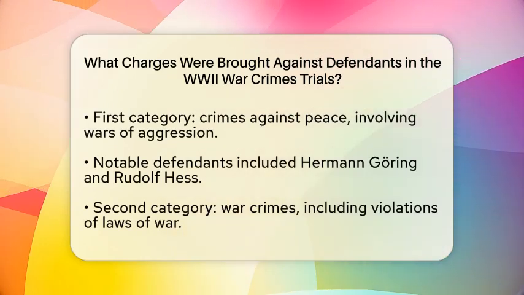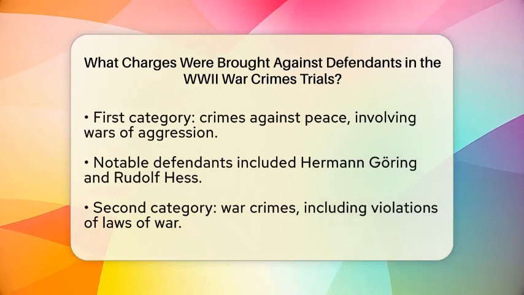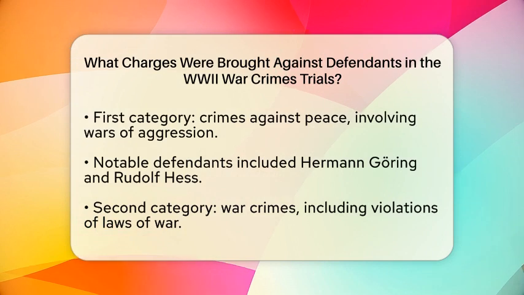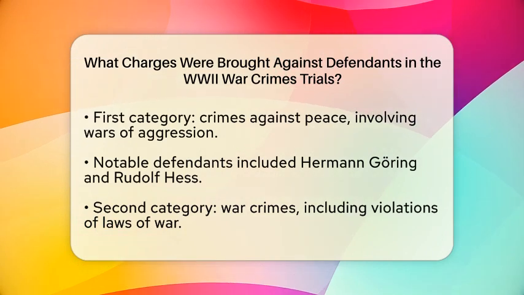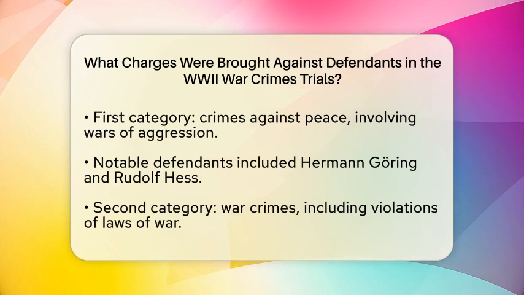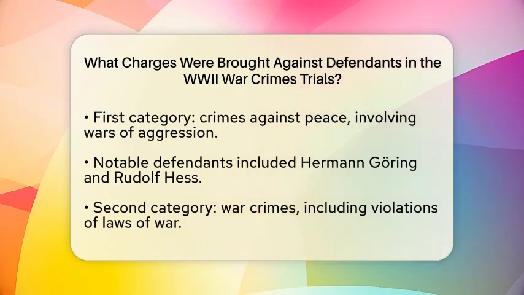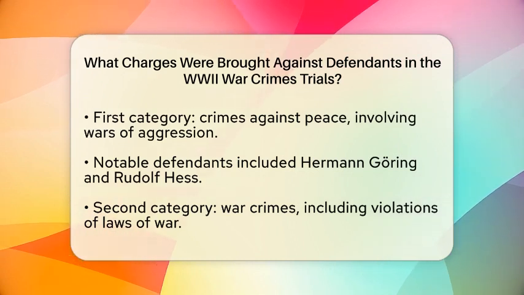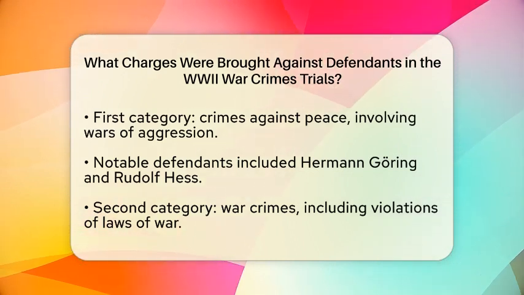This charter defined three main categories of crimes. The first category is crimes against peace. These charges involved planning, initiating, and waging wars of aggression. Notable defendants, including Hermann Göring and Rudolf Hess, faced accusations of conspiring to wage aggressive war. This was seen as a direct assault on international peace.